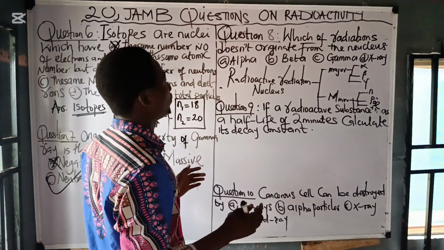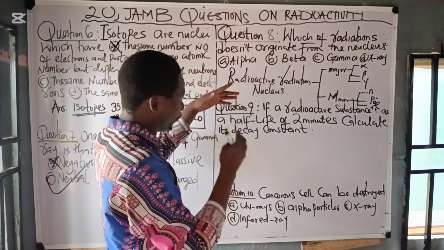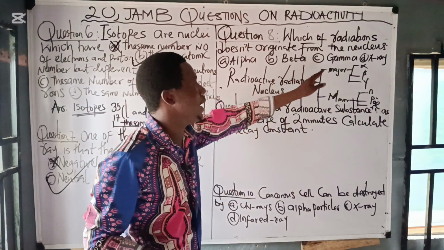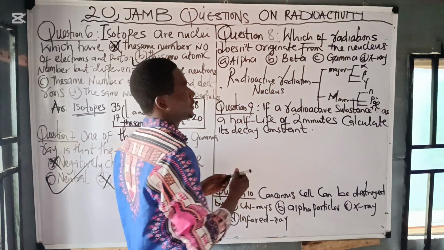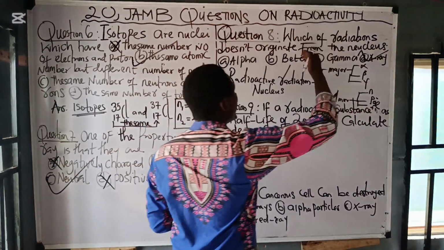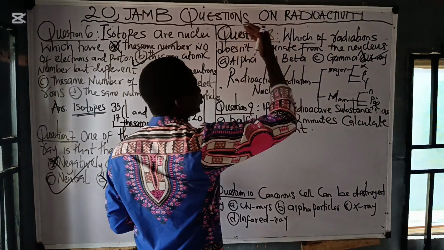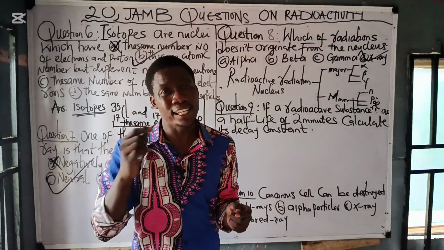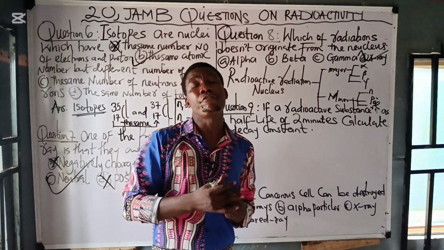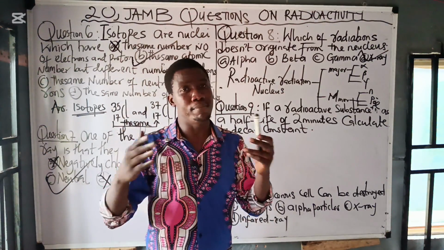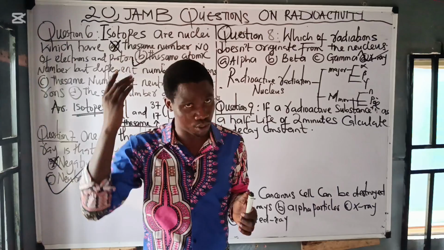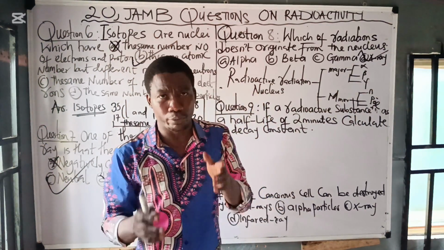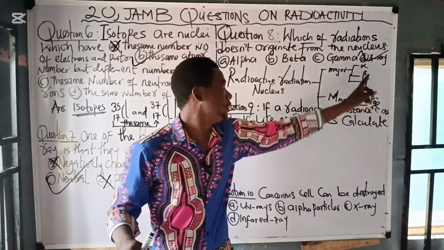Let's look at the options. Alpha is from the nucleus. Beta is from the nucleus. Gamma is from the nucleus. But the answer will be what? D. Which of the radiations does not originate from the nucleus? X-ray is not from the nucleus. X-ray is produced by allowing fast-moving electrons to bombard heavy metals such as molybdenum and tungsten. So take note that X-ray is not radioactive, neither is it gotten from the nucleus of an atom. So the answer is what?